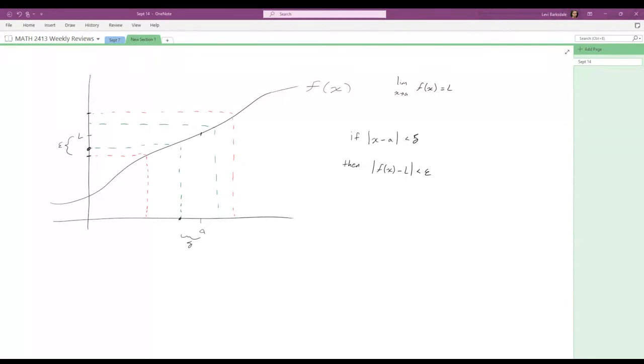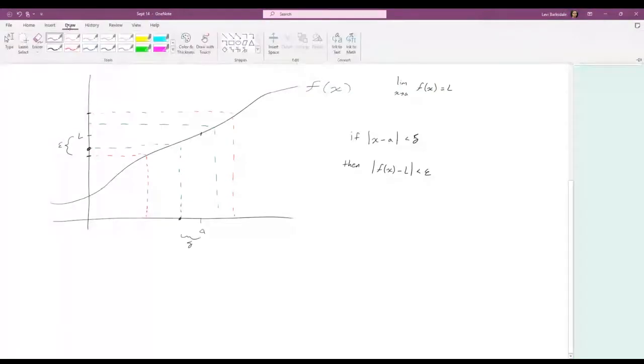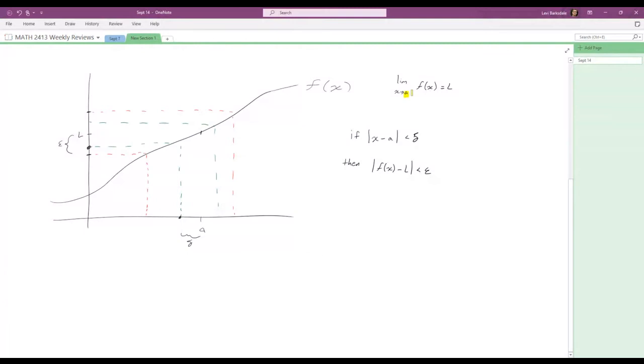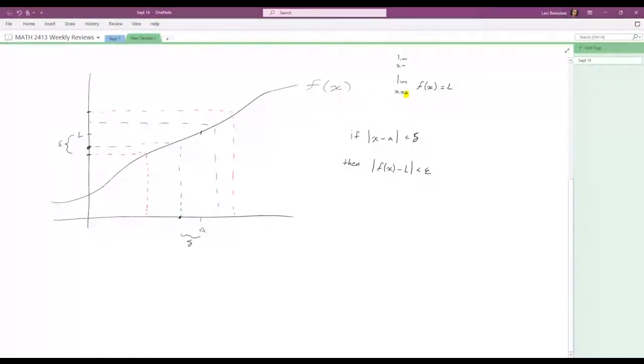Delta is not quite a variable like A, C, or X. In epsilon and delta limits, we're always fixing A. A is the same thing as C. You'll see it written like the limit as x approaches A. Sometimes you'll also see the limit as x approaches C. It really depends on which textbook you're using, or who your professor is.